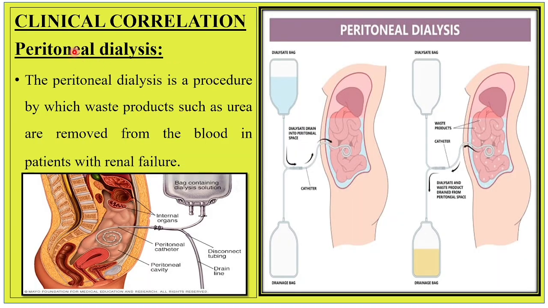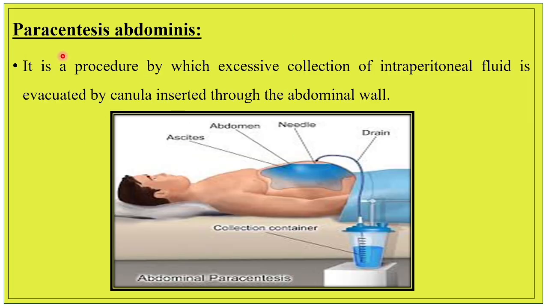And coming to the clinical correlation of the peritoneum, the first one is peritoneal dialysis. Peritoneal dialysis is a procedure by which waste products such as urea are removed from the blood in patients with renal failure. The next clinical correlation is paracentesis abdominis. It is a procedure by which excessive collection of intraperitoneal fluid is evacuated by a cannula inserted through the abdominal wall. So this is paracentesis abdominis.